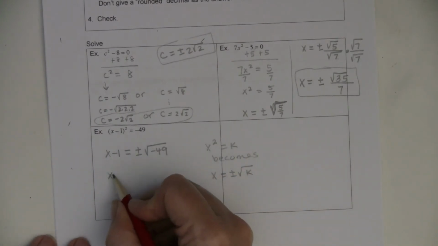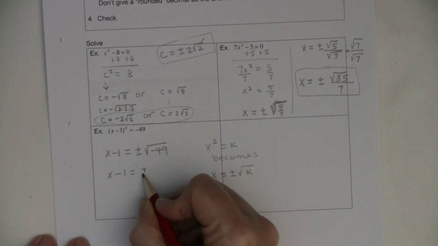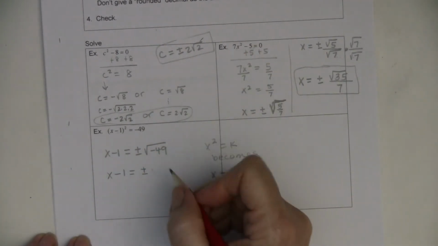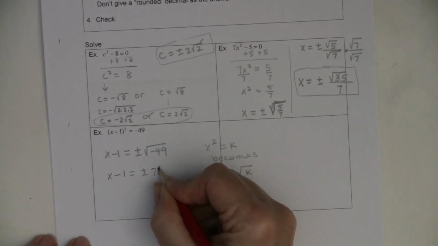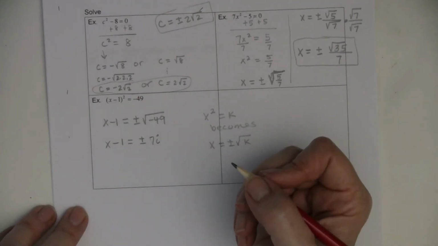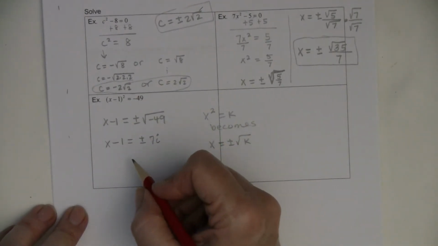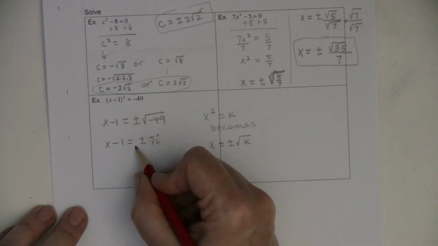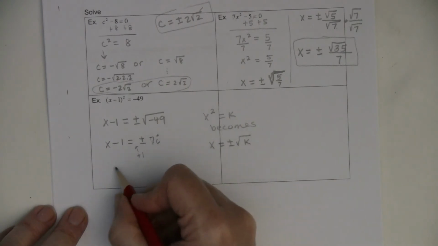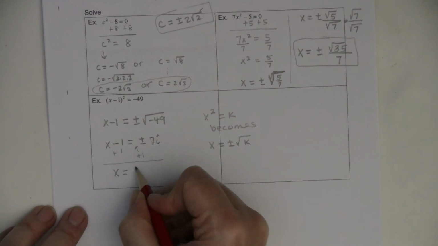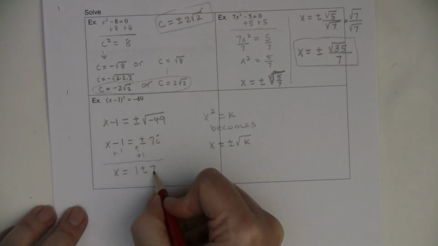So x minus 1 equals plus or minus the square root of 49, which is 7, and the square root of the negative is i. So that's a complex number, 7i. Then I just want to add 1 to both sides. I can't add 1 to the 7i because they're not like terms, so typically the 1 would go in the front. So x equals 1 plus or minus 7i.